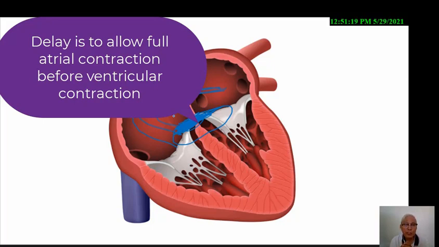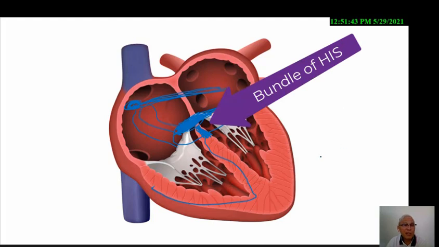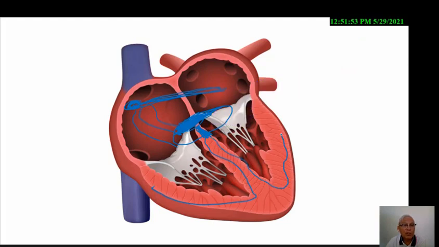before ventricular contraction occurs. Alright, so once this electrical current arrives in the AV node, it now travels through the ventricles. And it first travels through a common highway right here next to the septum, and this is what is known as the bundle of His. The bundle of His splits into the one going into the right, called the right bundle, and one going into the left, which is called the left bundle.